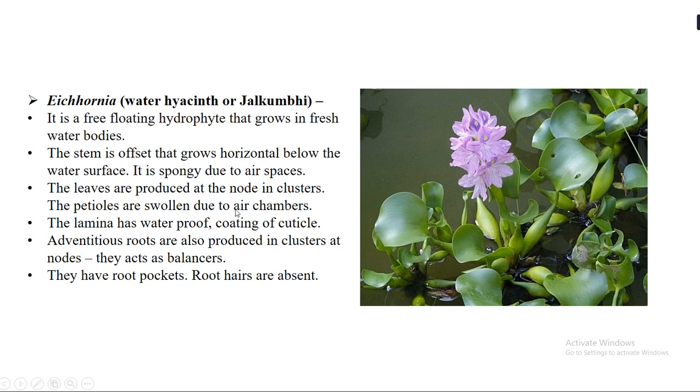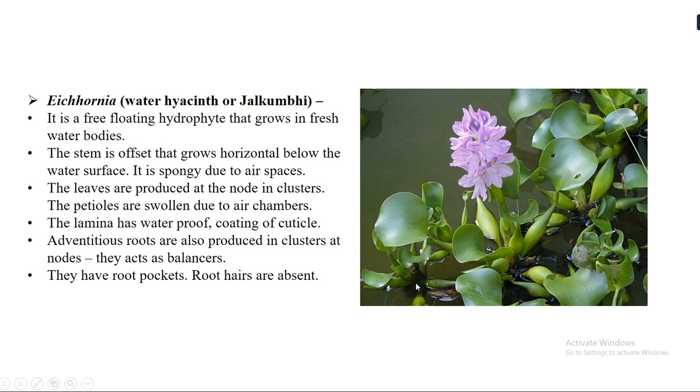And the petioles are swollen due to air chambers. So if you see, this is the petiole. This is the leaf, and below the leaf there is this petiole. The petioles are swollen because there is air chamber present. The lamina has a waterproof coating of cuticle. So the lamina of the leaf has a layer of cuticle, which is a waxy layer that is waterproof, and it prevents water on the leaf. Then the roots are adventitious roots that are again produced at the cluster.